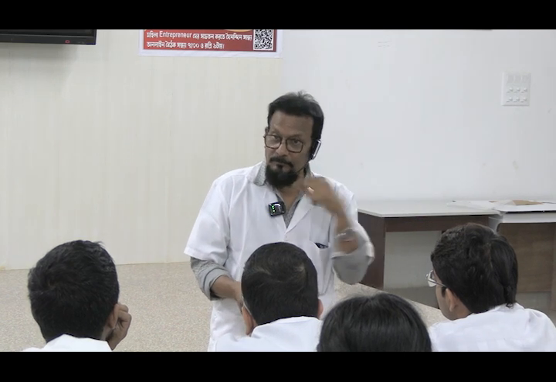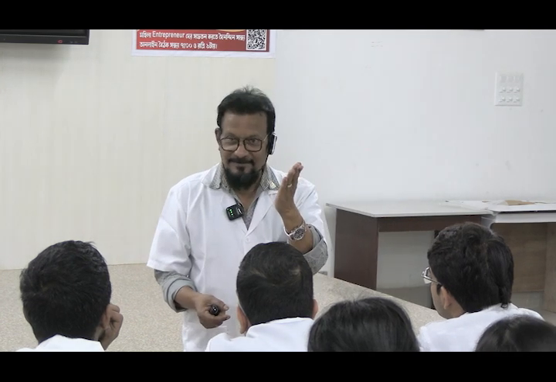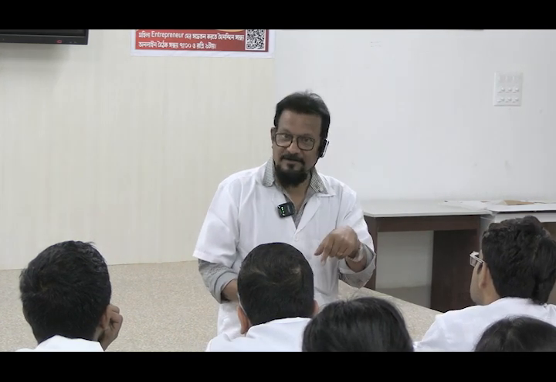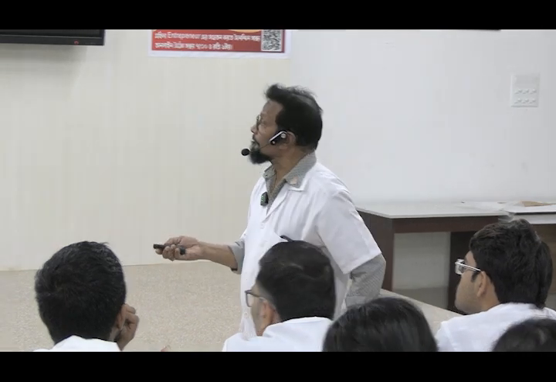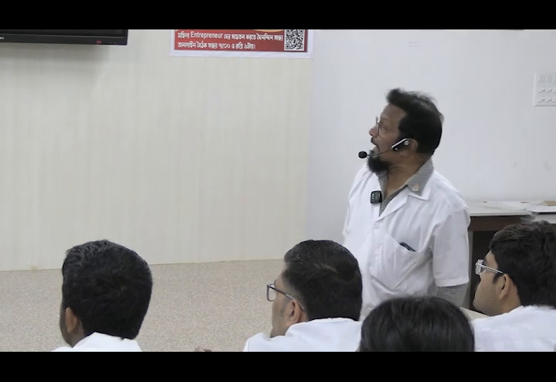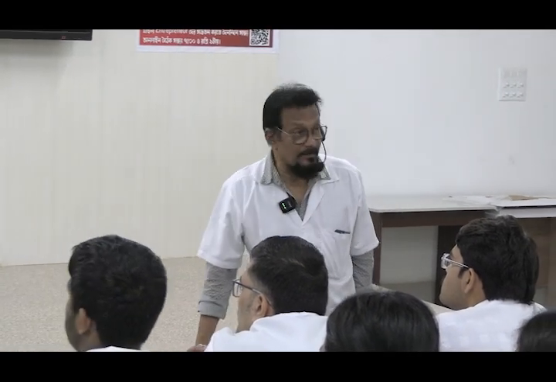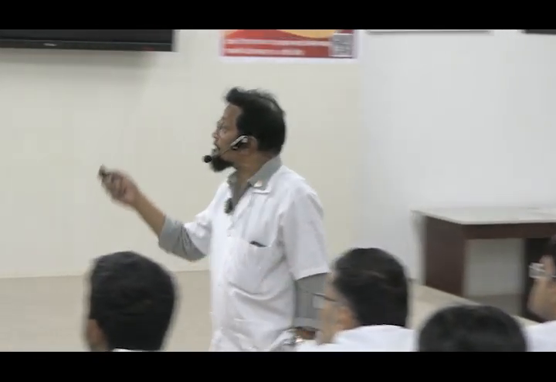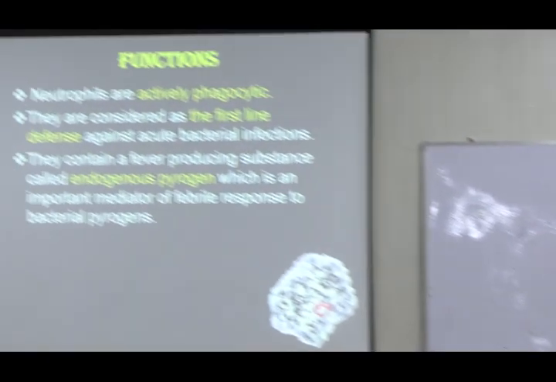Because of the toxins liberated by the bacteria, foreign bodies, they produce some toxins. Sensing these toxins, our neutrophils can sense them, so they come out of the vessels, go to the affected area and fight. Neutrophils, second function was what? They are considered as the first line of defense against acute bacterial infections.